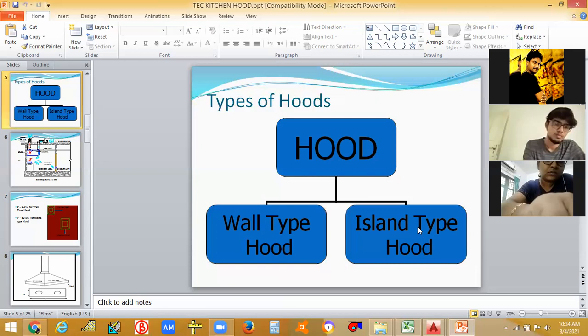So these are the main two types of kitchen hood. One is wall mounted and one is island type. According to whether it is wall mounted or island type, we have to design the hood accordingly. Now I will show you some pictures of wall mounted and island kitchen hoods.